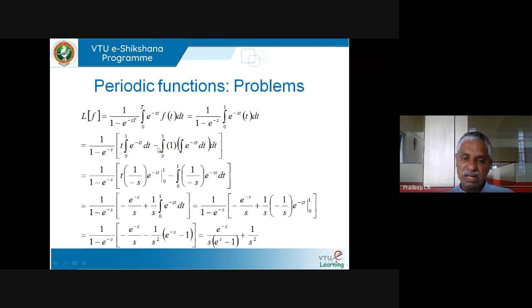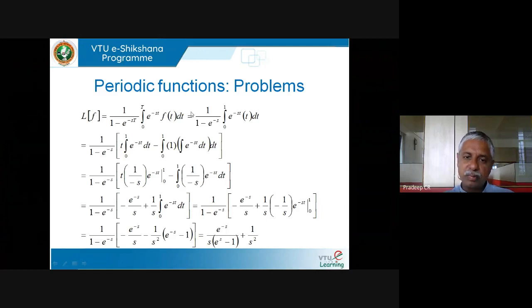How do I do that? I have written the details here. This is integration by parts: first function into integral of second function, minus integral of differential of first function into integral of second function. I have done all the dirty work, you can see it on the screen. Please go through it. I hope I've not made any mistake. Most probably I've not, because I remember the answer is something like this: e power minus s divided by s into e power s minus 1, plus 1 by s square.